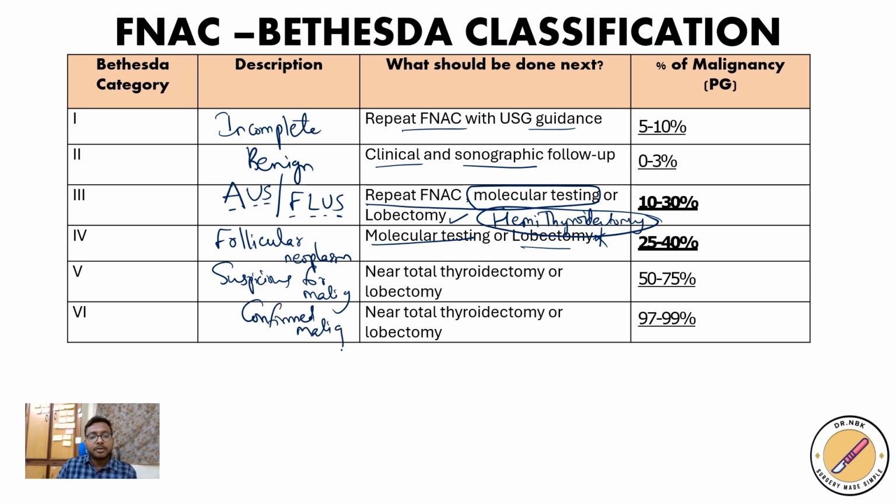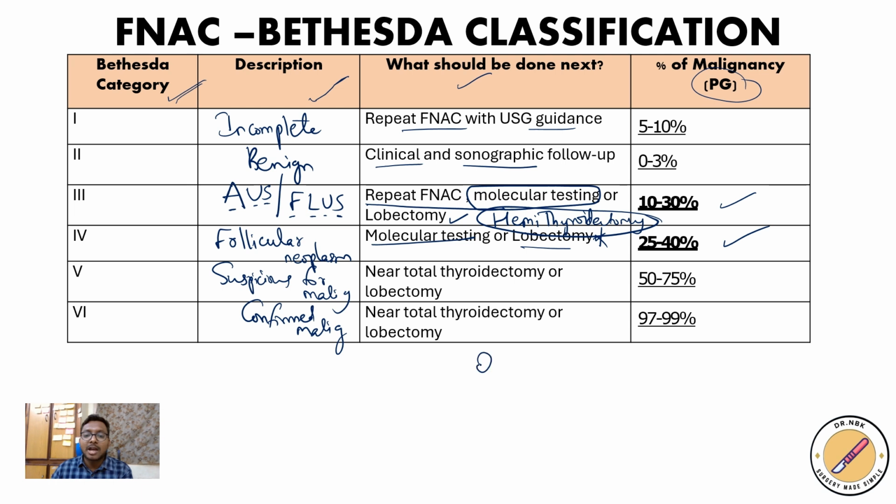Right. So the first 3 columns will be more important for undergraduates. For PGs, additionally, they will ask you the percentage of malignancy for each class. At least we need to remember class 3 and class 4, where it is something like 10 to 30% for class 3 and 25 to 40% for class 4. That is nothing but follicular neoplasm.